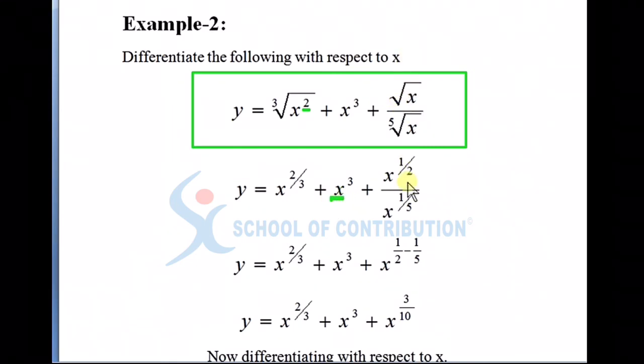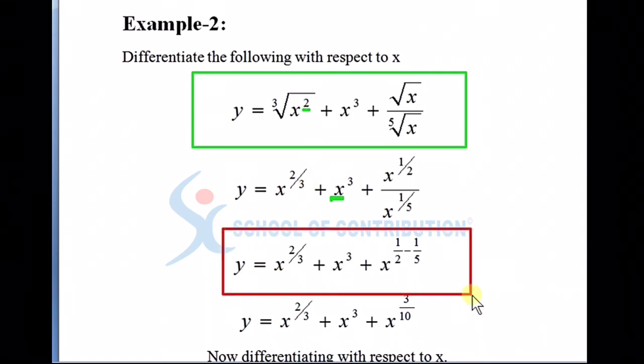And we know root over x means x to the power half, because root over means power half, and fifth root means x to the power 1/5. Okay, then we can move on to simplify further using the power method.